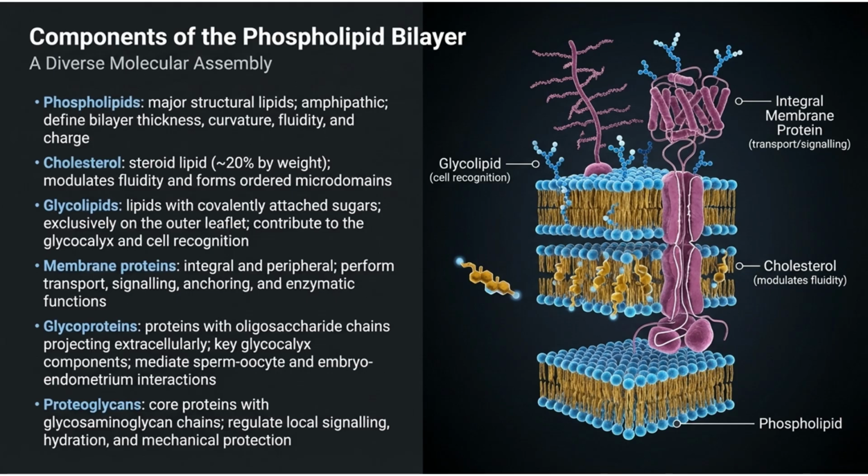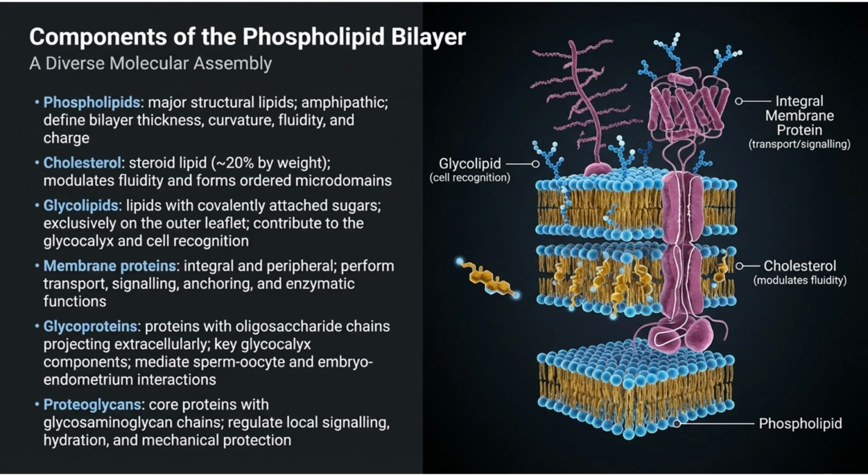Cholesterol, a steroid lipid, constitutes approximately 20% of plasma membrane lipid by weight in animal cells. Its unique rigid ring structure allows it to modulate membrane fluidity and participate in the formation of specialized ordered microdomains. Glycolipids are lipids with covalently attached sugar chains, and they are found exclusively on the outer leaflet, never on the cytosolic side. Their sugar projections contribute to the glycocalyx, and they participate in cell recognition events, including those critical to sperm-oocyte interaction. Membrane proteins come in 2 broad categories.